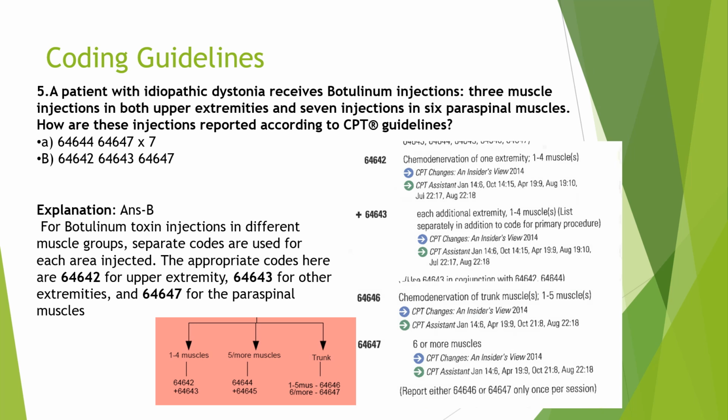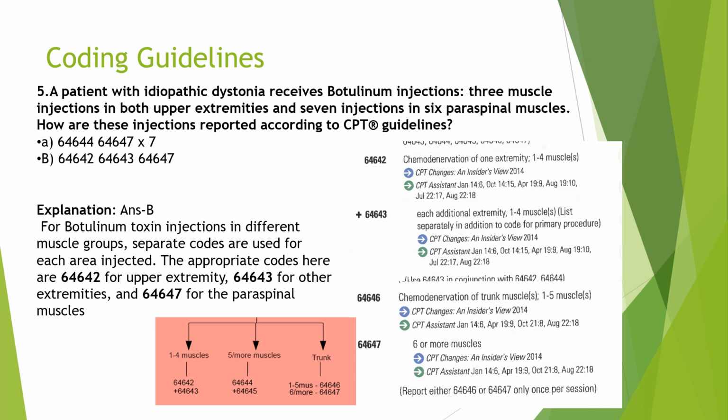Here they are asking about a patient with idiopathic dystonia who receives botulinum injection: 3 muscle injections for both upper extremities and 7 injections in 6 paraspinal muscles. As soon as you see paraspinal muscle, you should understand that it belongs to the trunk region. Coming back to the extremity coding guideline, what do we have? For chemodenervation, if you check this image I've added, we have two code categories: one set of codes for 1 to 4 muscles, and one more set of codes for 5 or more muscles.